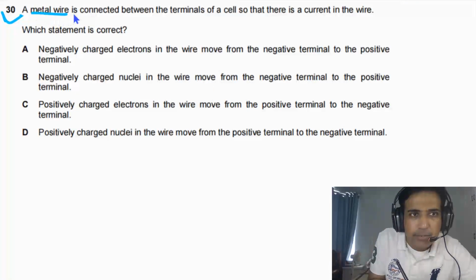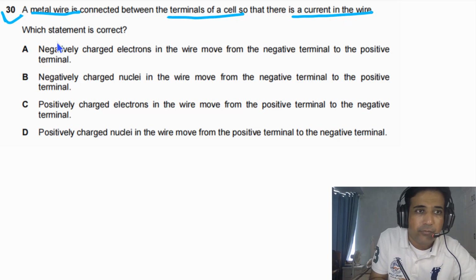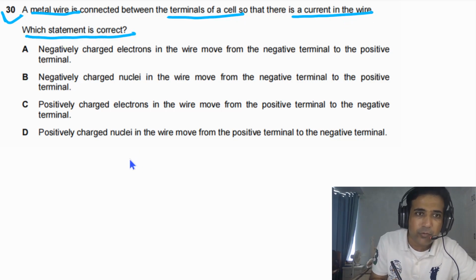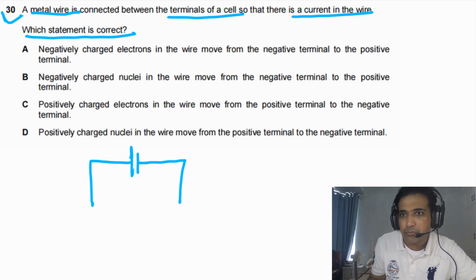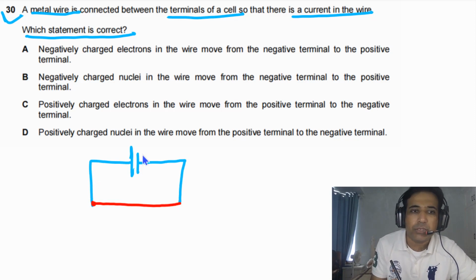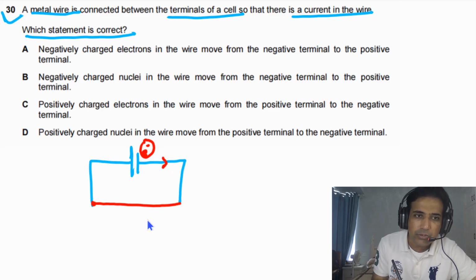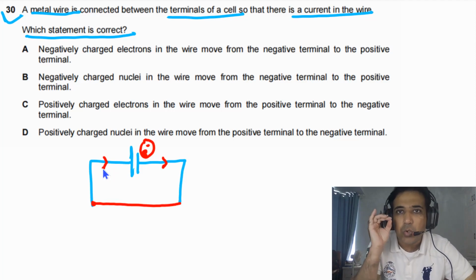Question 30 says a metal wire is connected between the terminals of a cell, so there is a current in the wire. Which statement is correct? So first of all, we can simply imagine we have a cell and a wire is connected between the terminals of this cell. So we can imagine this red is the wire. In this case, electrons will flow from the negative terminal of the battery.